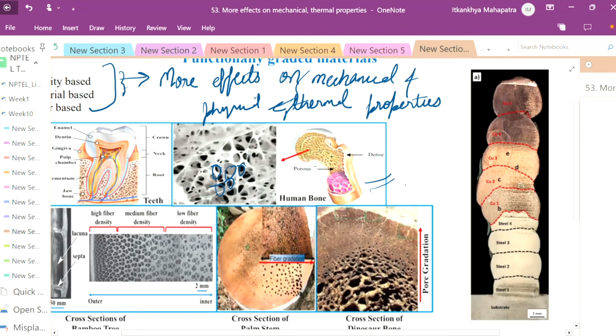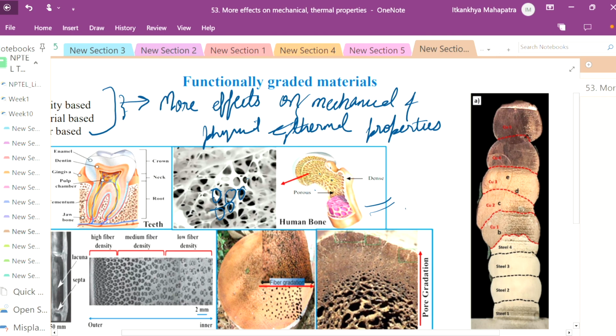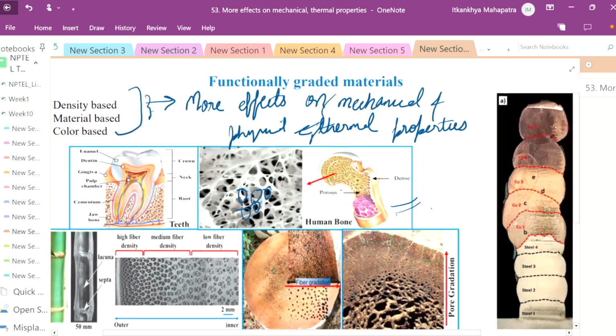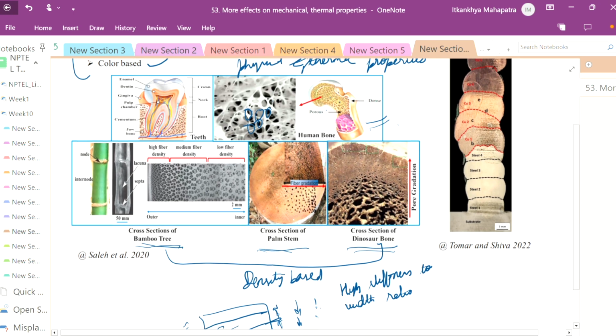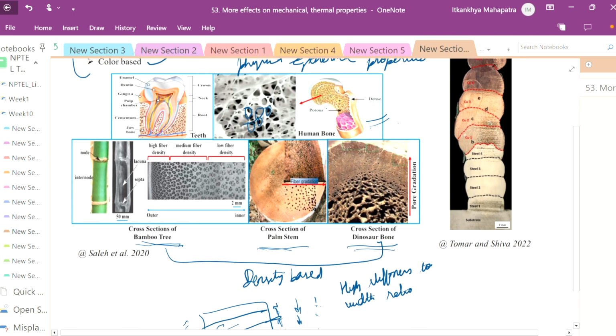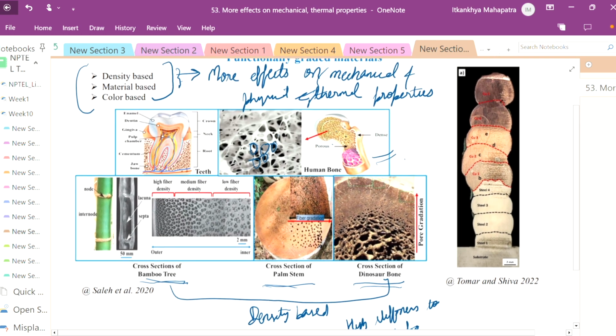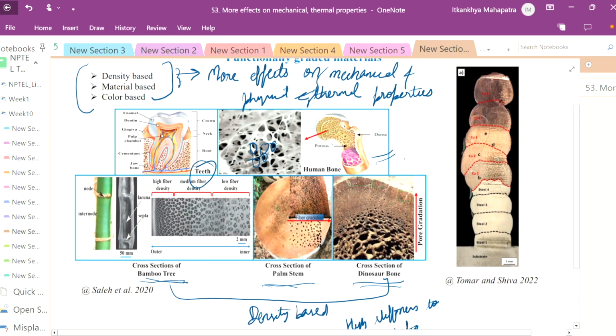Now, why are we making it porous? When the complete body is solid, the weight will be high. So for this reason, we make it functionally graded. Another reason for making it functionally graded is that in our body, like you can see, this is an example of teeth, human bone.